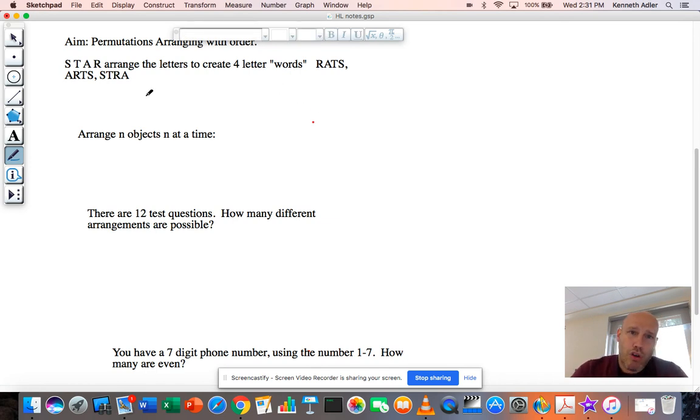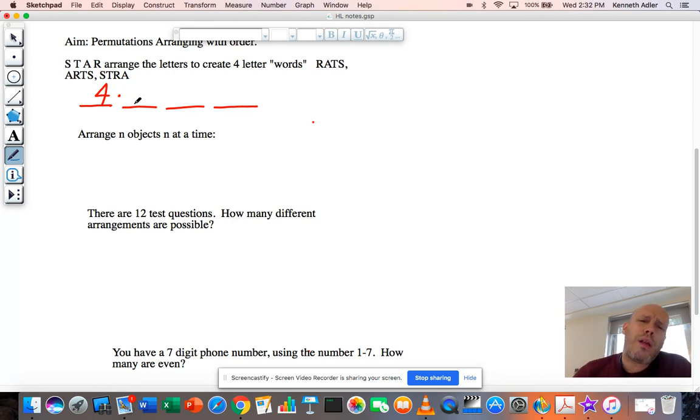Now, you could run all the combinations. The first starts with an A: ARTS, ARST, ATRS, ASTR. You can run those, or we can use yesterday's lesson with the product principle. So the idea is that we have four letters, right? And how many ways can we choose the first? Well, we have four letters, so for the first letter, there's four ways to do it.